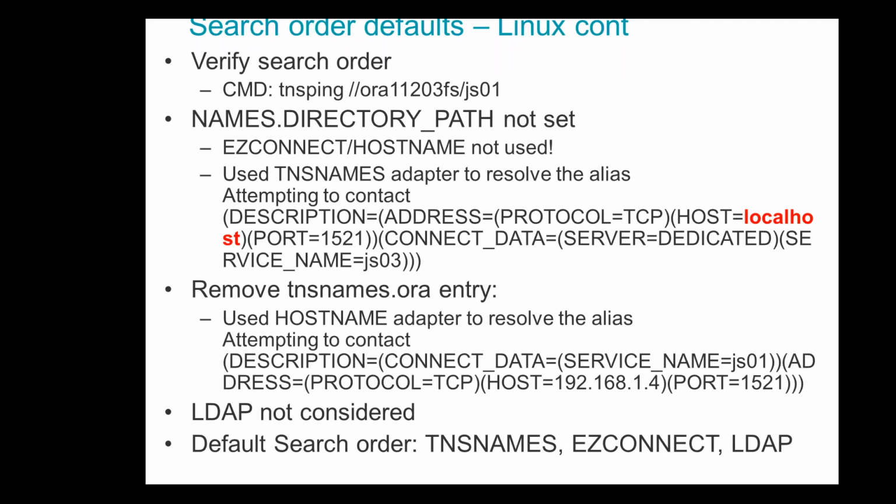So when we verify the search order with this command, the names directory path is not set, Easy Connect hostname is not used, and it uses the TNSNAMES adapter to resolve the alias. Why was that? Well, we can use this to deduce what the default search order is. Even though we used an Easy Connect name, we created a TNS alias that had the exact same name in our tnsnames.ora, and Oracle is using that tnsnames entry to resolve this. LDAP wasn't even considered. When we remove the tnsnames.ora entry, we see that hostname is used. So what can we deduce from this? The default search order is TNSNAMES, Easy Connect, and LDAP.